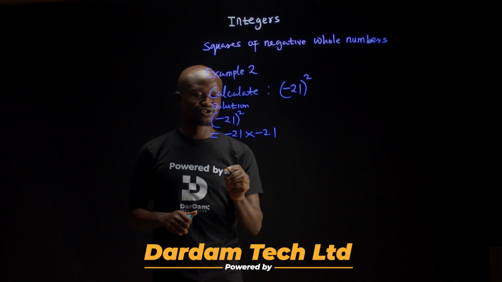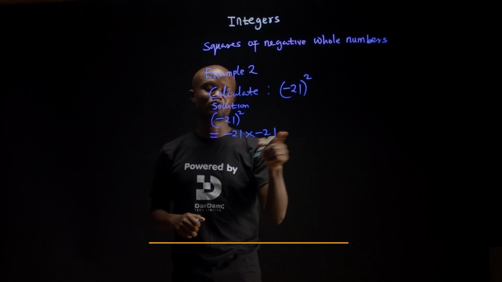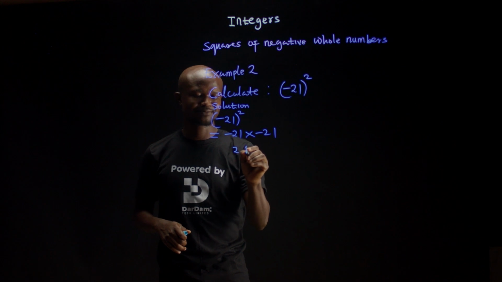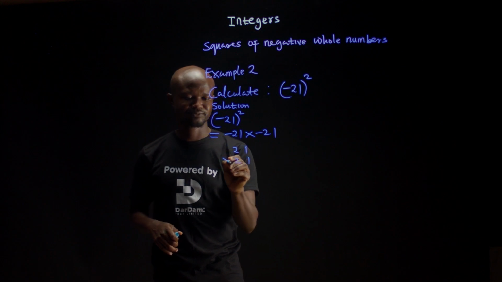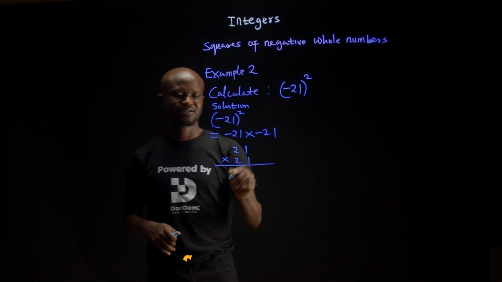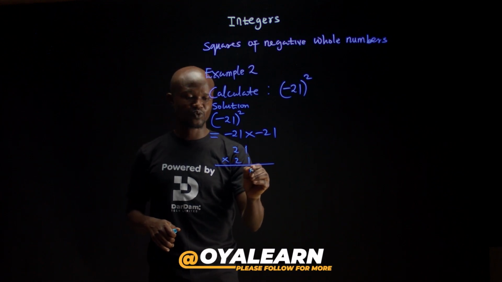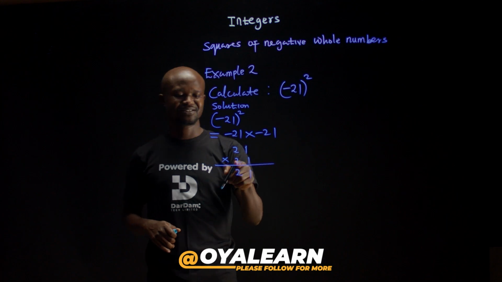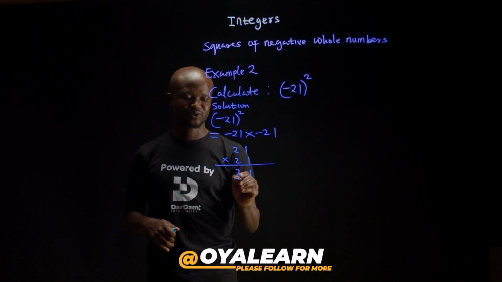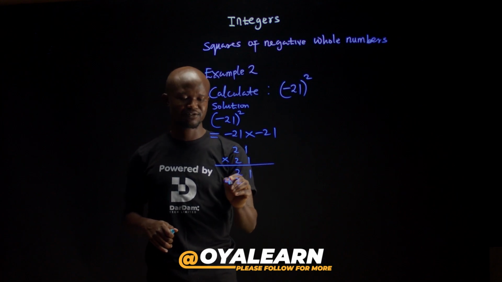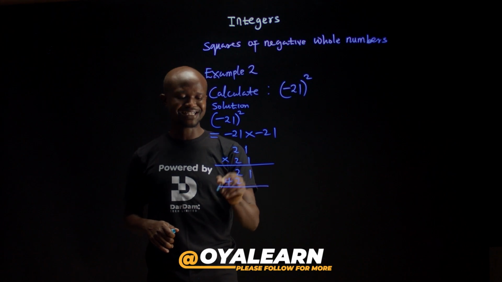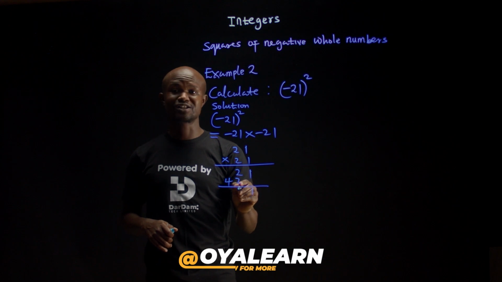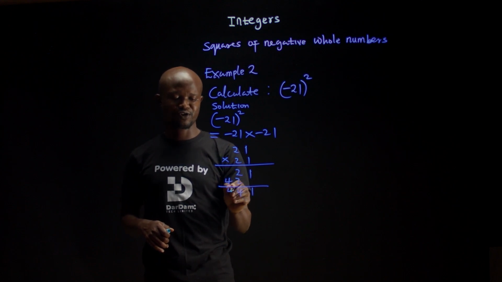So for us to solve this further, let's multiply 21 by 21. So we do that. 1 times 1 from the back, we have 1. 1 times 2, what do we have? We have 2. Then we use 2 again. 2 times 1, we have 2. 2 times 2, what do we have? 4. So adding, we have 1. 2 plus 2, we have what? 4. Then we have 4 here.